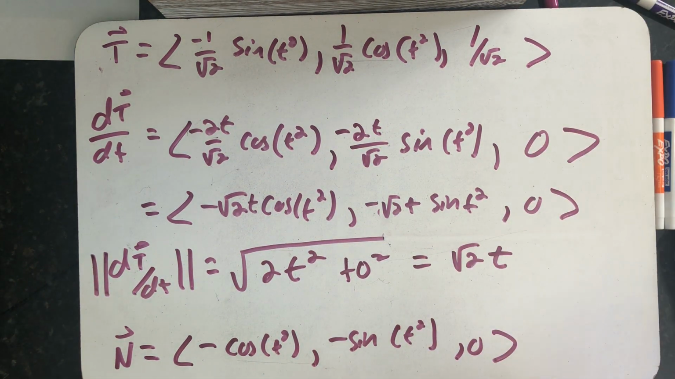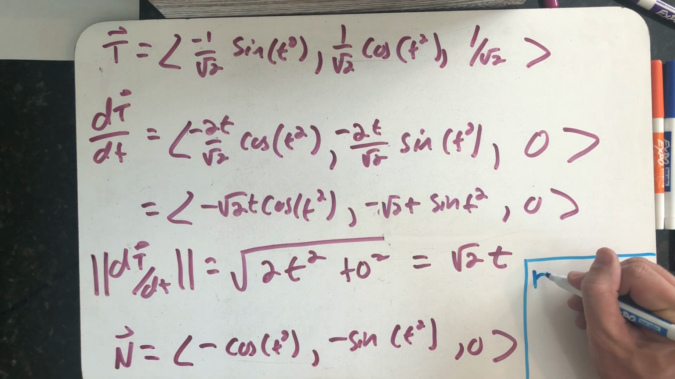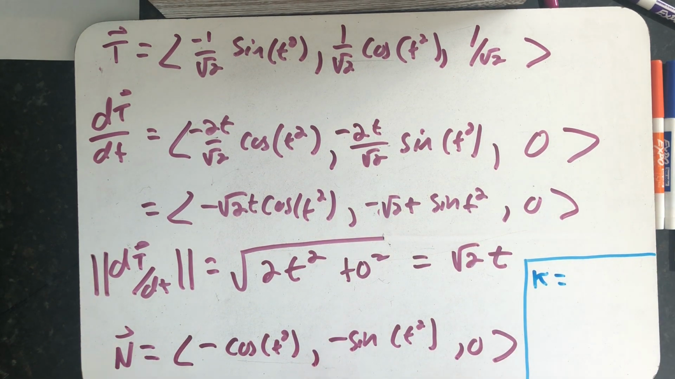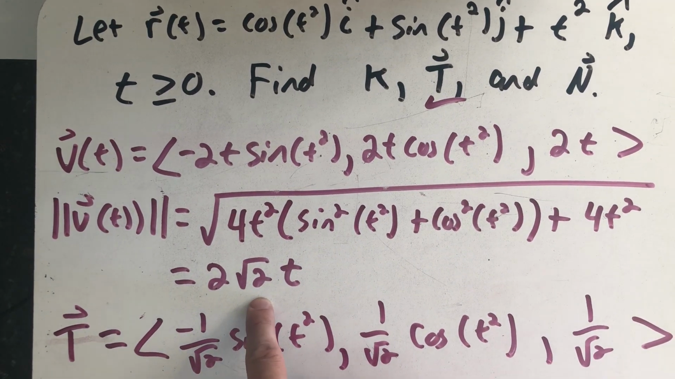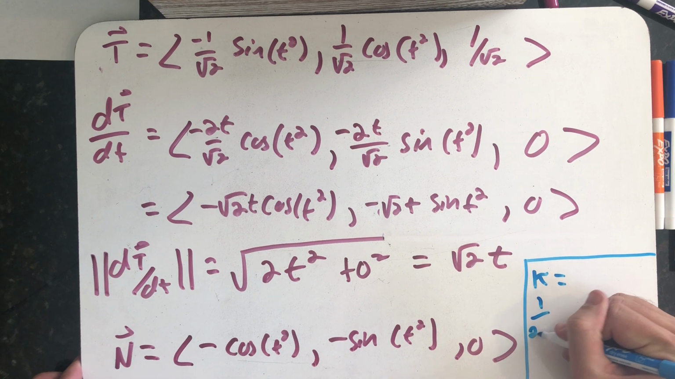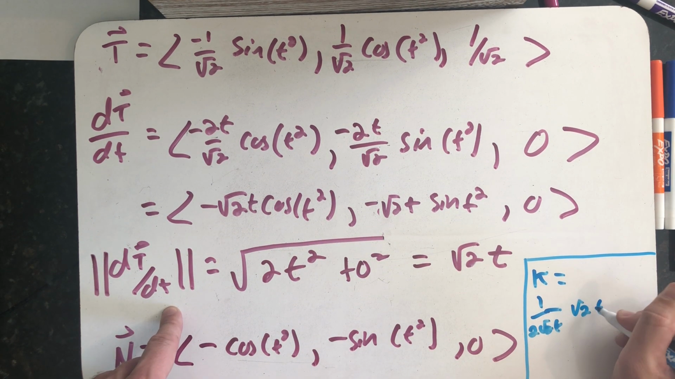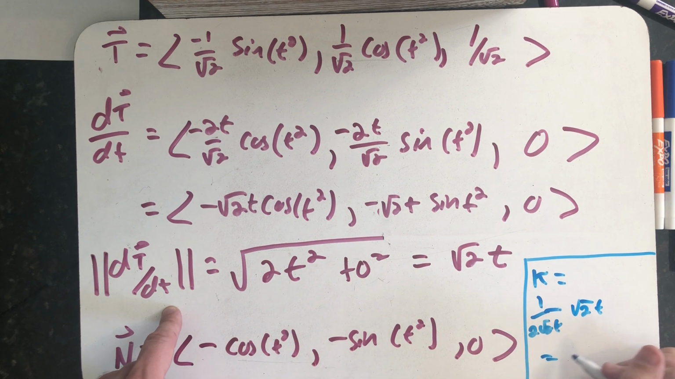And I just barely have enough room to think about curvature here. But kappa is supposed to be 1 over speed, which I don't have on this board, but if I go back to it, speed was 2 root 2 t. So 1 over 2 root 2 t, and then times the magnitude of dT, which is root 2 t. Well, the root 2 t's cancel, and the curvature everywhere is 1/2.